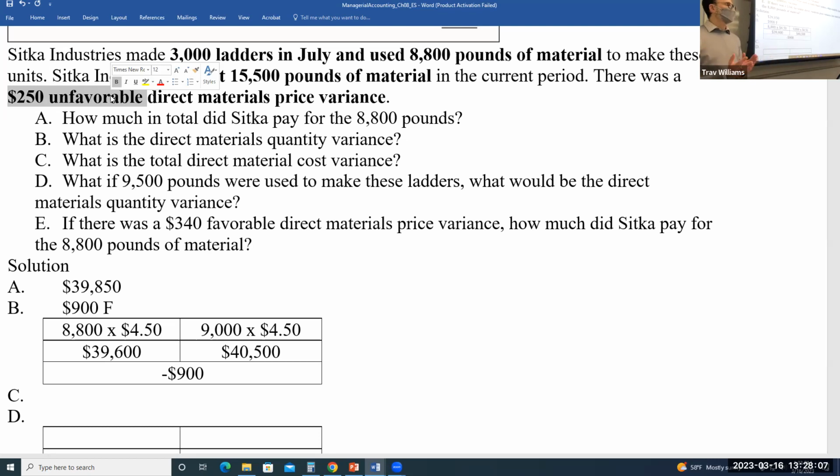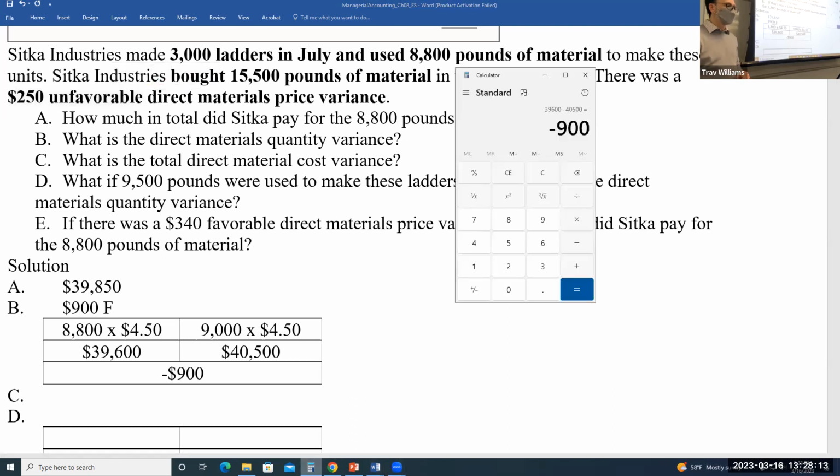So we have to add these two together. We can take $250, our unfavorable price variance, plus negative $900. And we get negative $650.